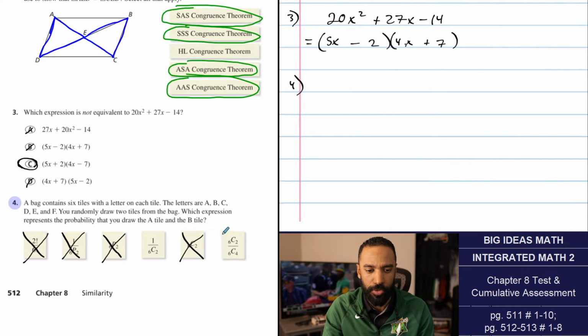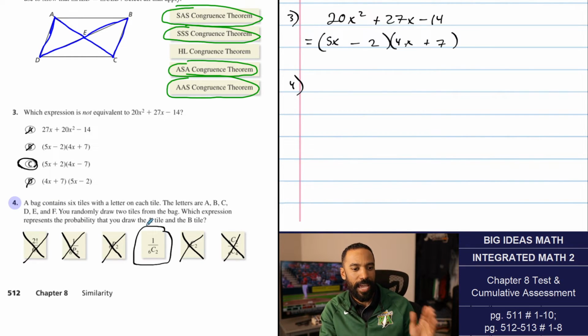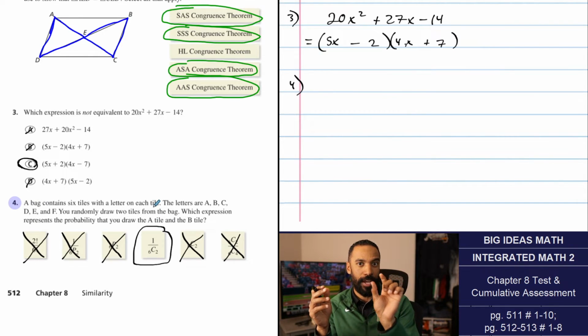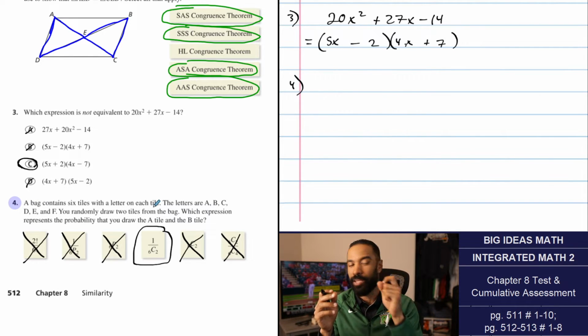6 choose 2 over 6 choose 4 makes 0 sense. I don't know what that has to do with anything. So it must be this by process of elimination. Let me think about that. Draw the A tile and the B tile. There's only one way that you can draw the A tile and the B tile. It's by drawing them. You might say, what about drawing B then A versus A then B? That's why this is a combination.